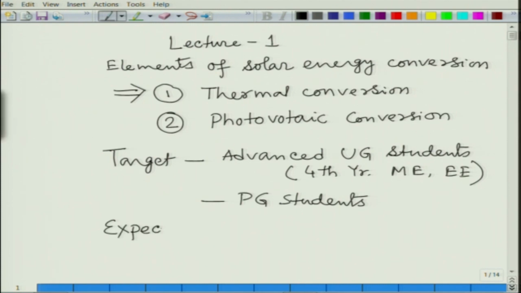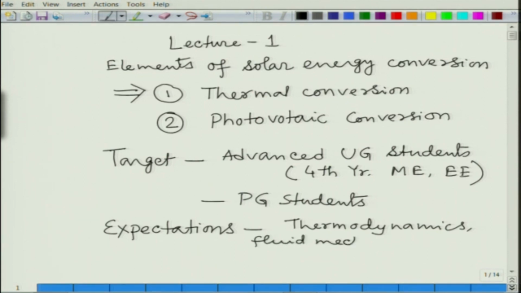And the expectation that I have from the students is that they will have some background in thermodynamics, fluid mechanics, heat transfer, and basic physics.